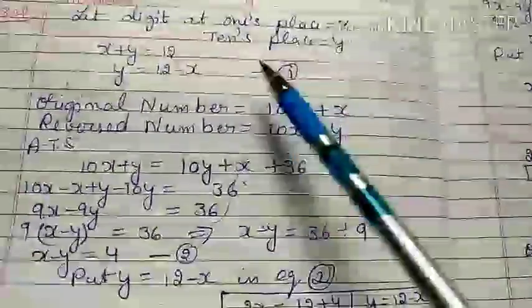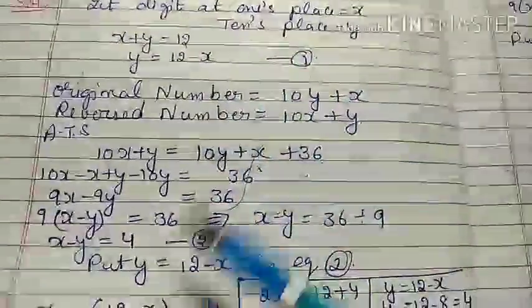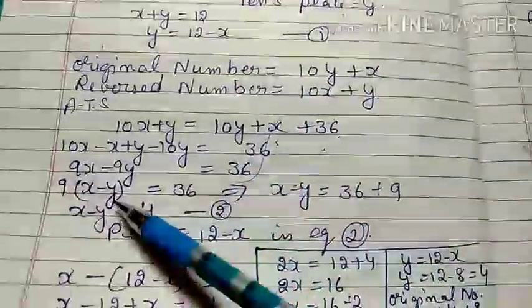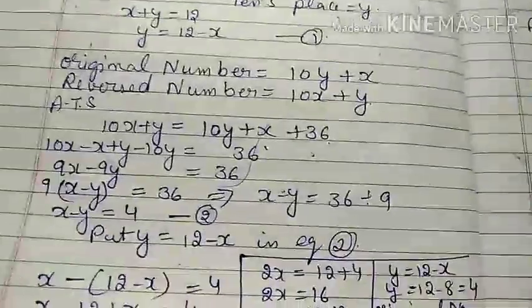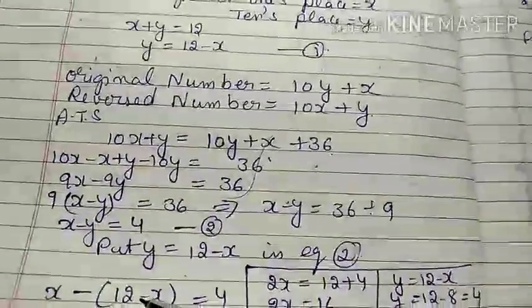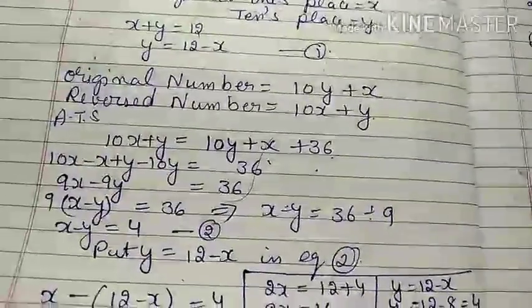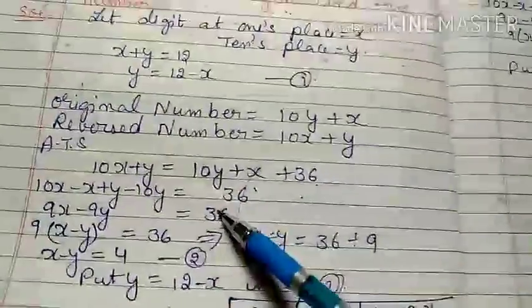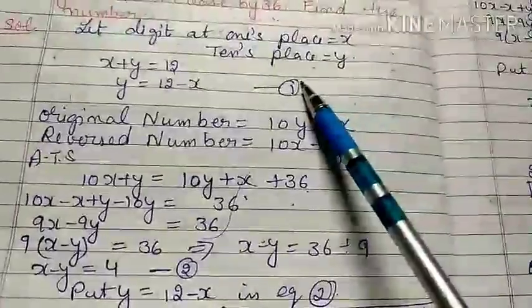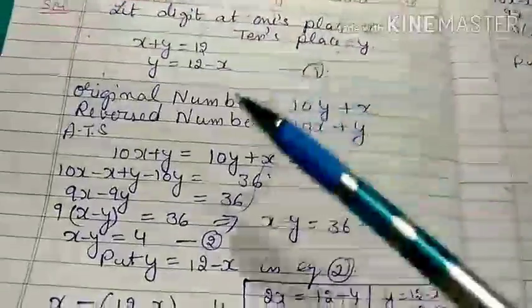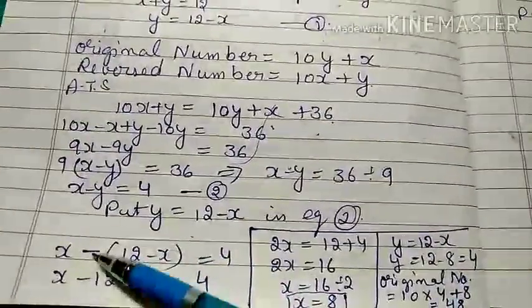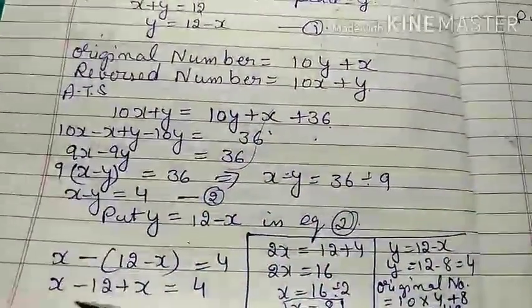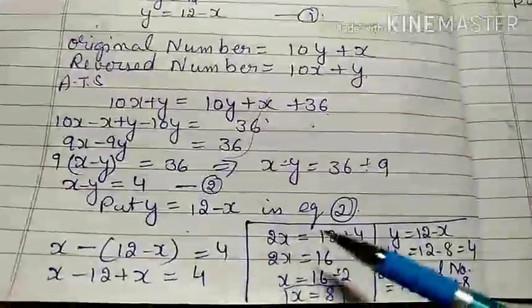Now your first equation, y is equal to 12 minus x, you have to substitute here in place of y, because two different variables in one equation you can't find. First you have to make the same variable. So how will you make the same variable? You substitute the y value, in terms of x, in this second equation: x minus (12 minus x), open the bracket because the negative sign was outside. x minus 12 plus x is equal to 4.